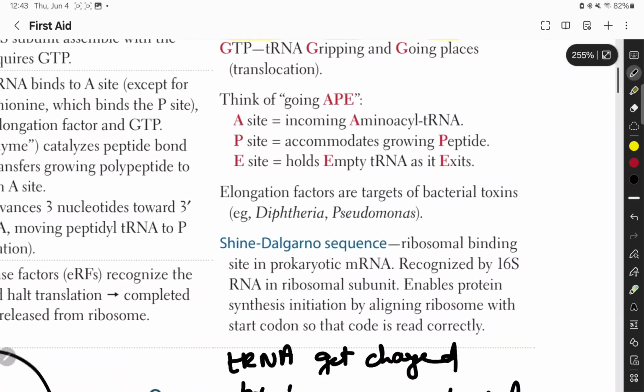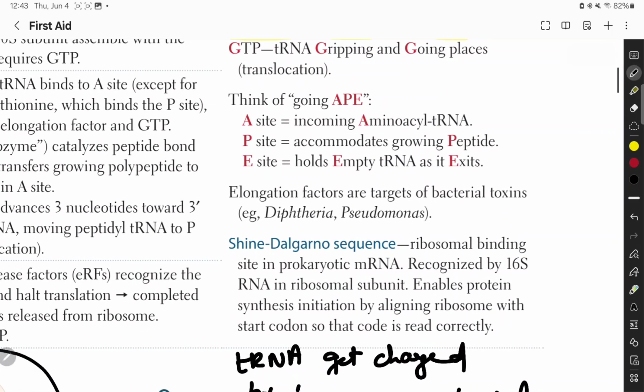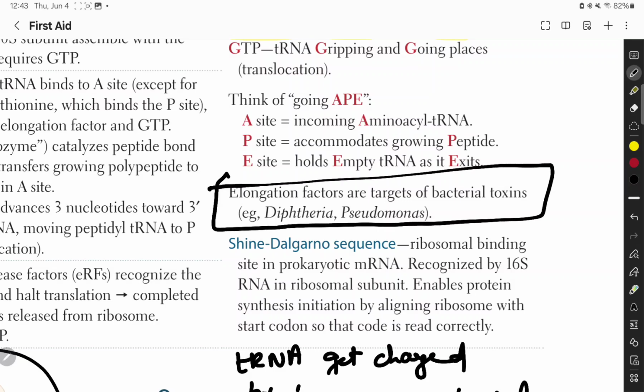One thing that you need to clinically remember for this is that elongation factors are targets of bacterial toxins such as diphtheria and Pseudomonas. For example, diphtheria causes ADP ribosylation of elongation factor 2, and this leads to problems in protein synthesis, and Pseudomonas also has a similar mechanism of action.